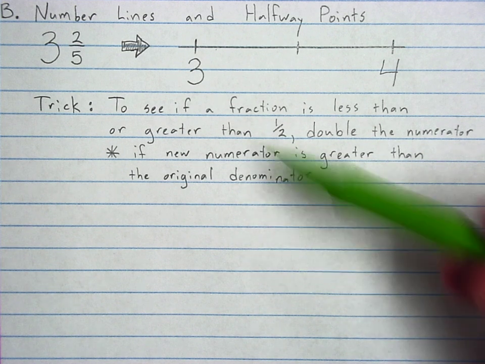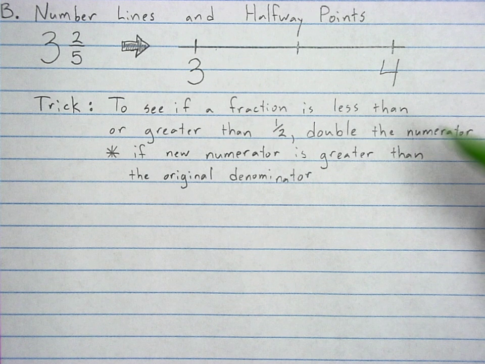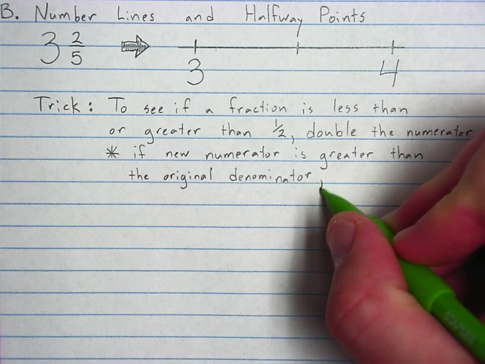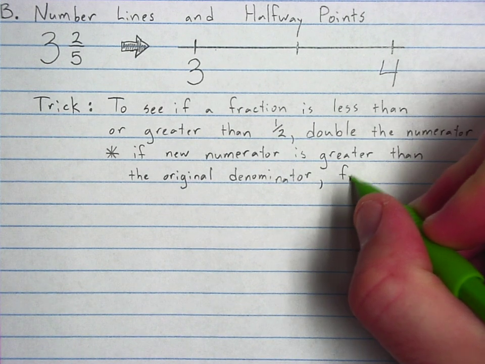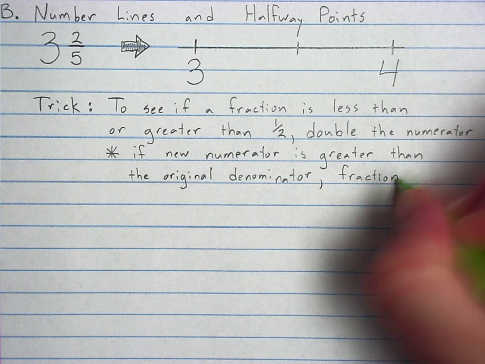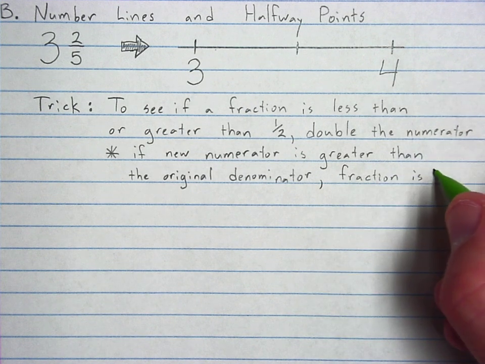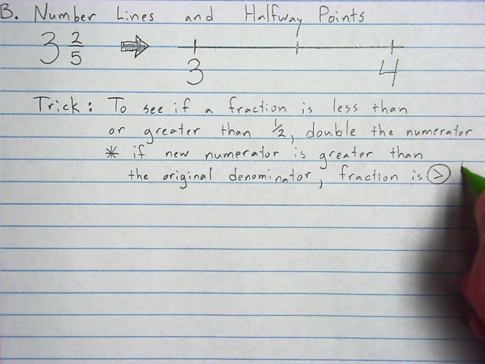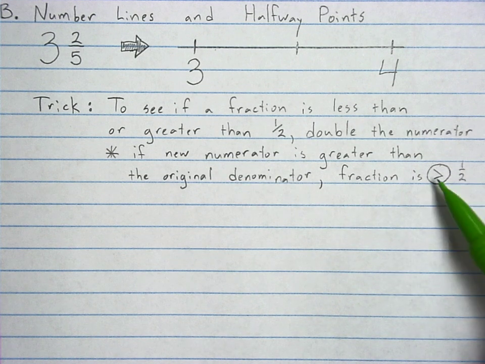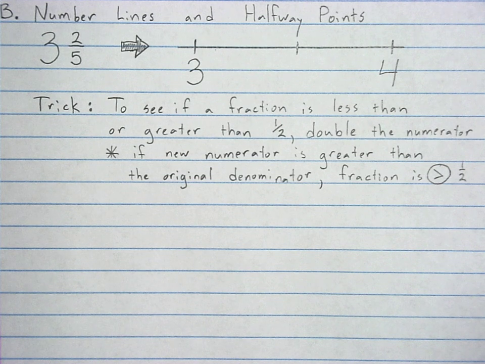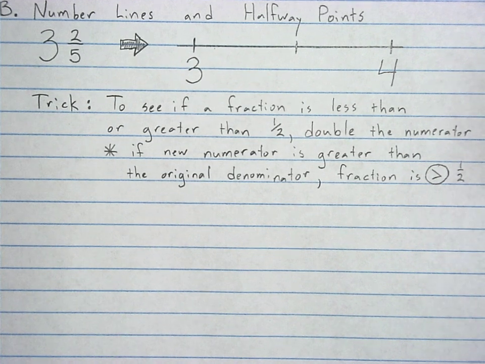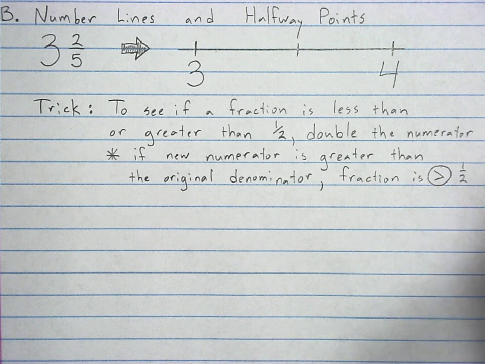Okay? If your new numerator is greater than the original denominator, then your fraction is greater than 1/2. It's greater than, it's bigger than 1/2. If the new numerator is greater than the original denominator. Basically what you're saying is if you had two of those numerators, it would be more than enough pieces to make a whole.